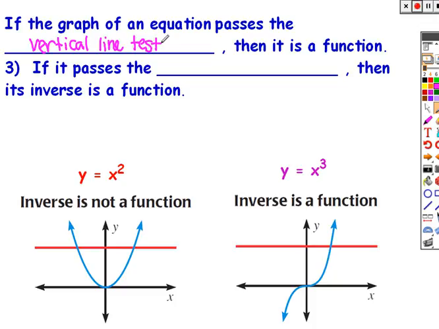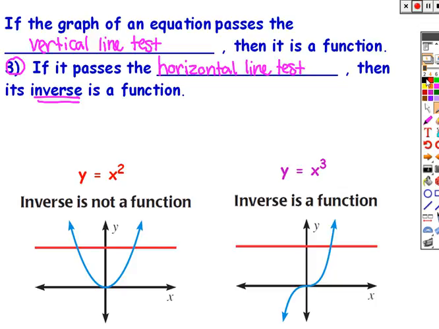Point number 3 then, so on your note sheet, if you want to fill out property number 3 for a function and its inverse, is if a function passes the horizontal line test, then the inverse should also be a function. So if the original passes the horizontal line test, then the inverse has to be a function.